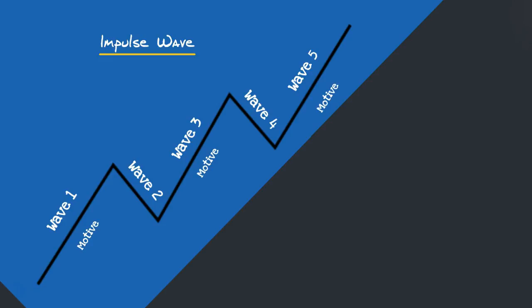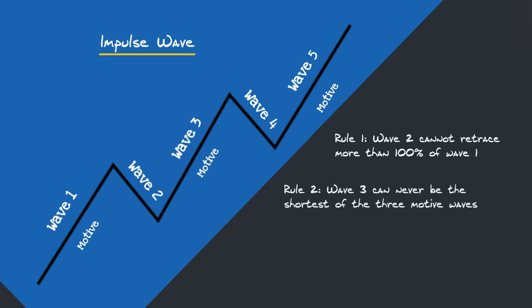We can define the impulsive wave by using the 3 unbreakable rules of Elliott wave analysis we have learnt about so far. Remember, if any of these rules are broken, then the pattern is not an impulsive wave and needs recalculation. Rule 1. Wave 2 cannot retrace more than 100% of wave 1. Rule 2. Wave 3 can never be the shortest of the 3 motive waves. Rule 3. Wave 4 can never overlap wave 1.